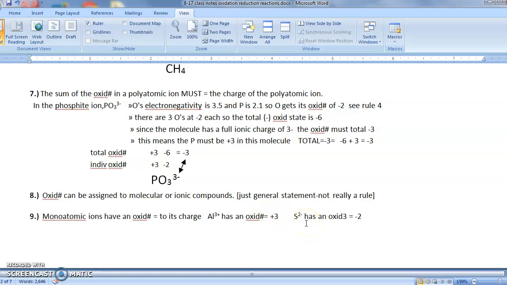S2- is the sulfide ion. It is fully charged 2-. It has ripped 2 electrons off something, so its oxidation number must be -2.